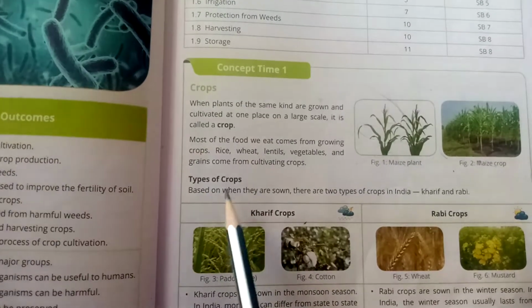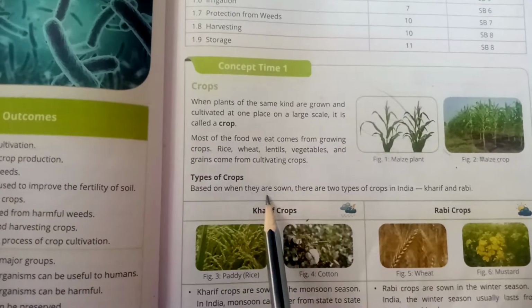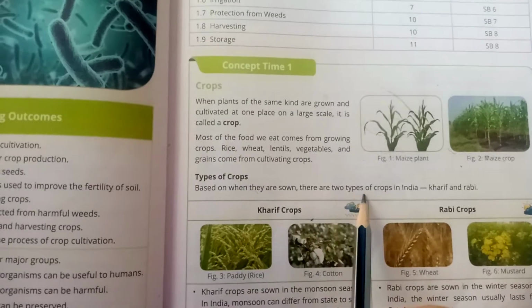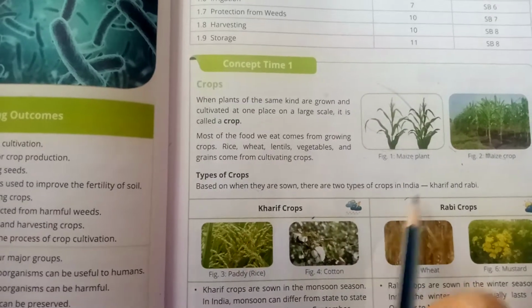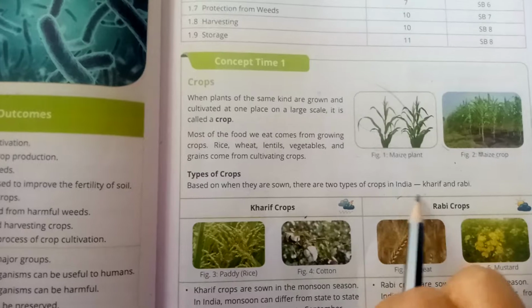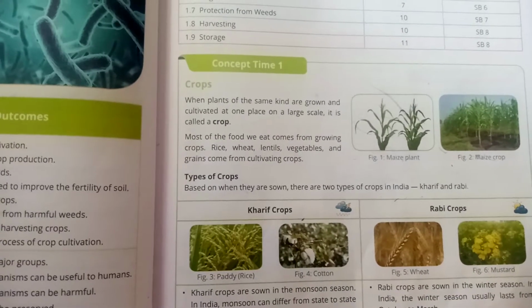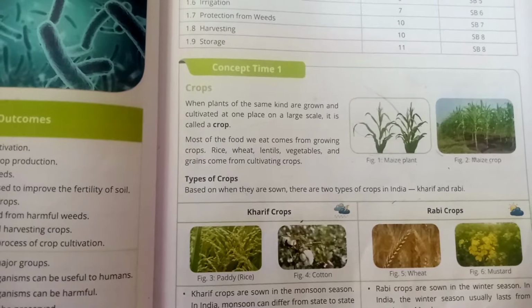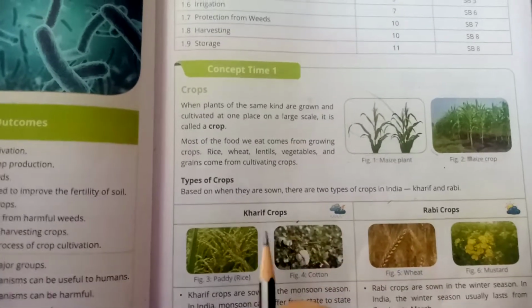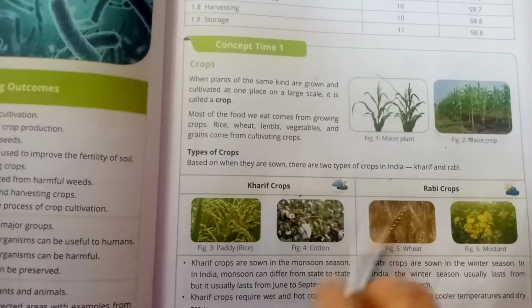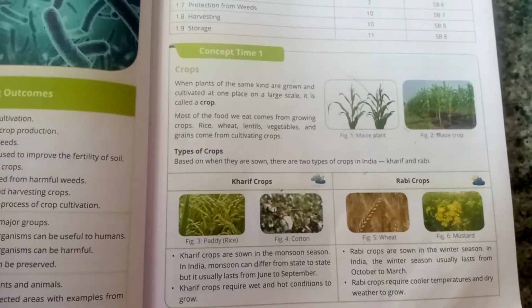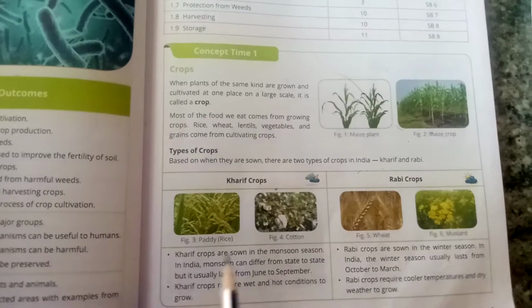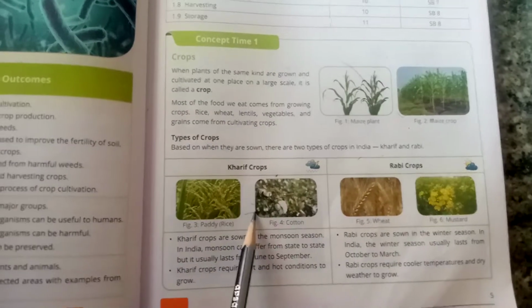Types of crops. Based on when they are sown, there are two types of crops in India, Kharif and Rabi crops. First one is Kharif crops and second one is Rabi crops. The crops which are sown in the rainy season are called Kharif crops.